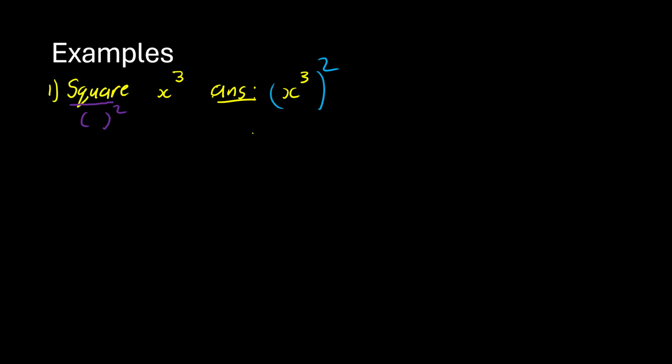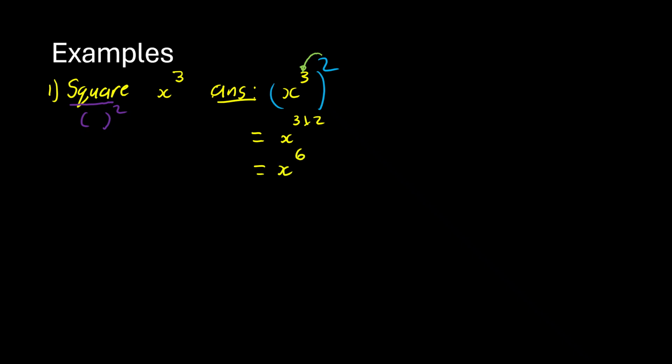And now this is where exponential law number 1 comes into play again, because since this is something already raised to an exponent, raised again, we know that these two exponents need to multiply. So this becomes x to the power of 3 times 2, which gives me x to the power of 6.